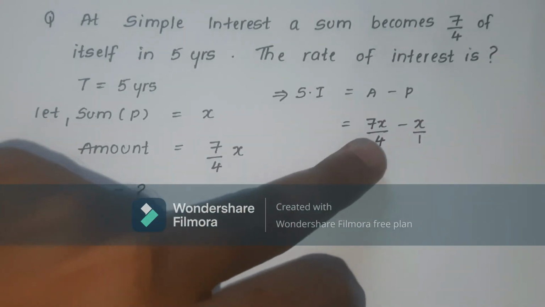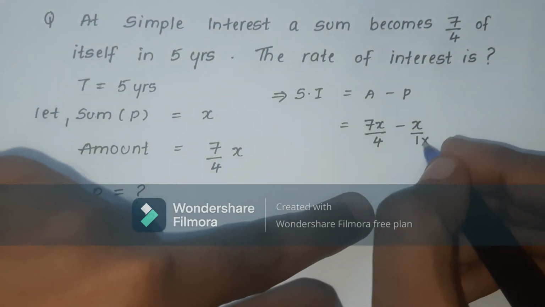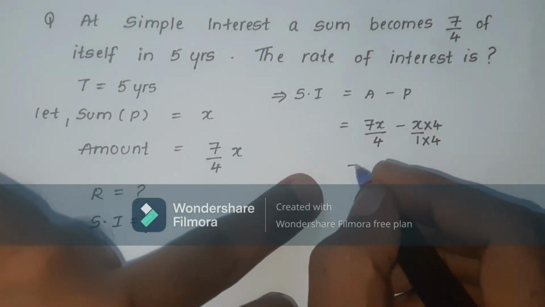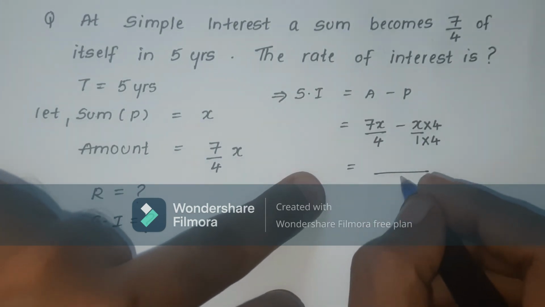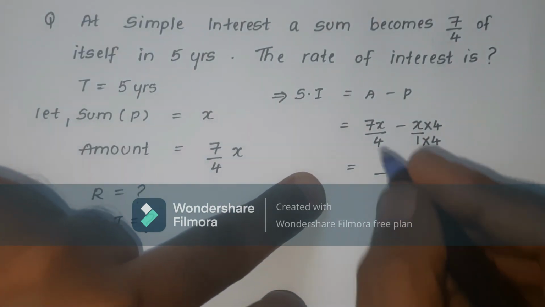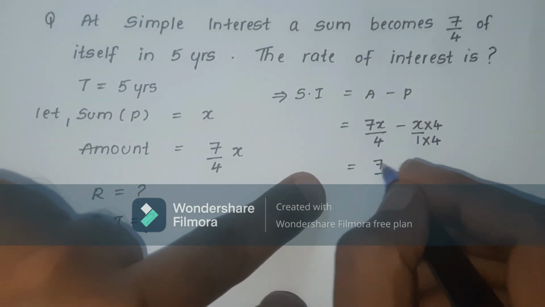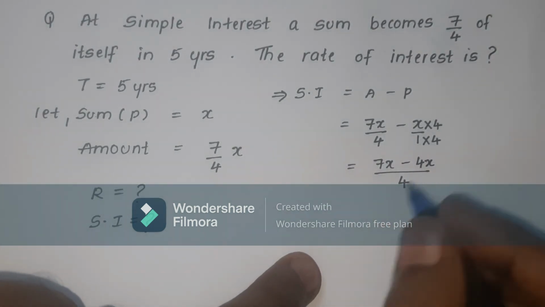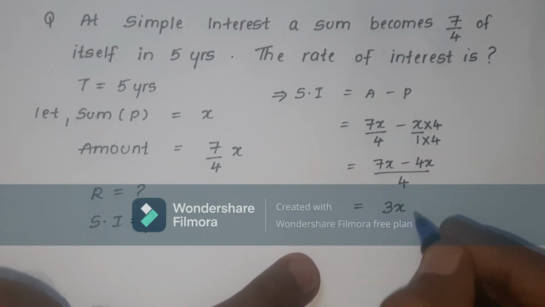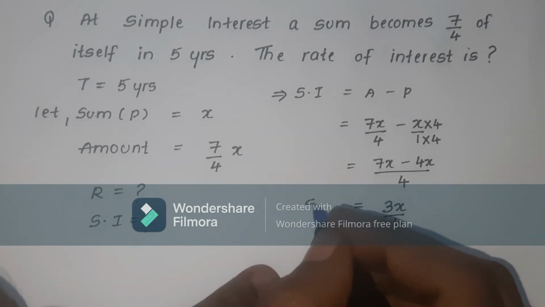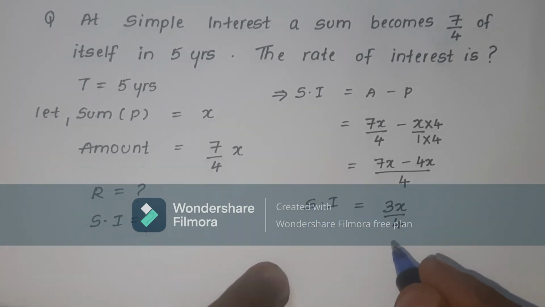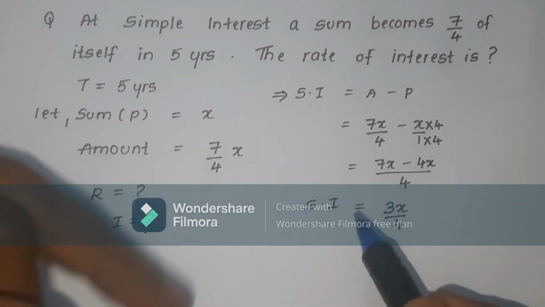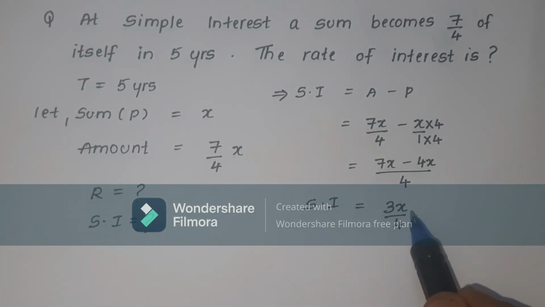Now it's a fraction. So the LCM of 4 and 1 is what? 4. So 4 multiplied with x. Now it is balanced, student. So we can say they are like fractions. For like fractions, we take the denominator common, that is 4, and 7x minus 4x. Now you know 7 minus 4 is 3, so it will become 3x by 4. So my simple interest is 3x by 4. Obviously when I assume principal and amount, my simple interest will be in terms of the unknown x value.